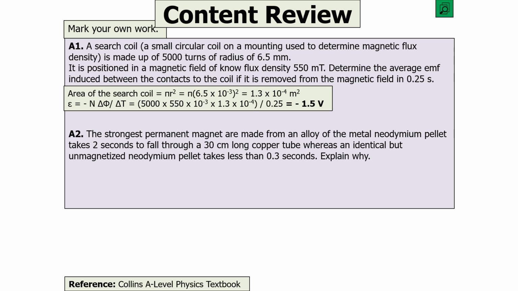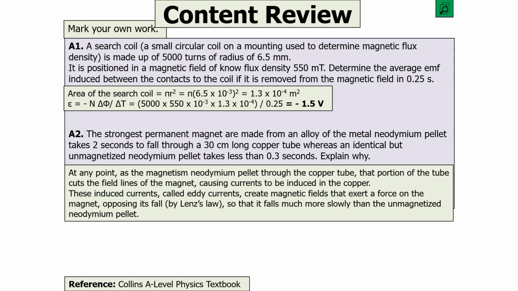Now, this next one is all about the idea of Lenz's law, which is a very important principle to consider in any situation when you've got induction. So at any point, as the magnetized neodymium pellet goes through the copper tube, that portion of the tube will cut the field lines of the magnet, causing current to be induced in the copper due to Faraday's law. Now, because these induced currents create magnetic fields that exert a force on the magnet, it opposes its fall via Lenz's law, because it's got to be produced in the opposite direction to the change that caused it. So therefore it will oppose the falling of the magnet, so therefore fall much more slowly than an unmagnetized neodymium pellet.